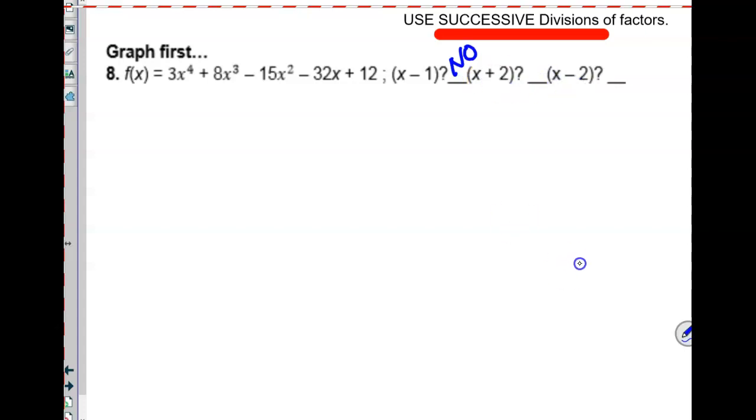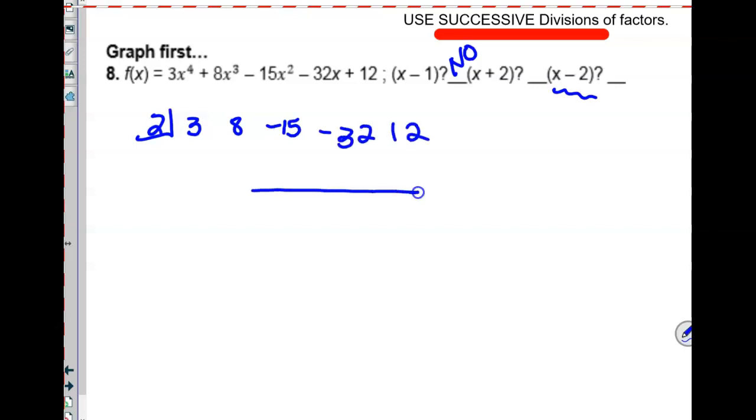Now, it doesn't matter which of the next two we do first. Anybody want to pick? You want to do the x plus 2 factor or the x minus 2 factor? Okay, she wants to do this one first, so the +2 will go in the box. We have 3, 8, -15, -32, and +12.